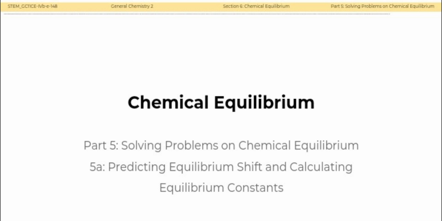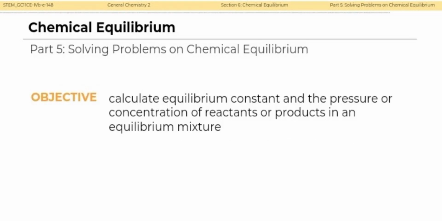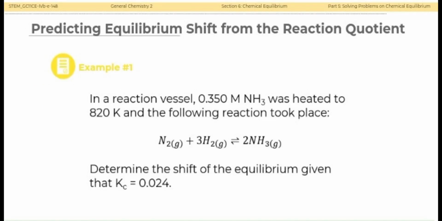Let's begin. In this lesson, we will calculate equilibrium constant under pressure or concentration of reactants or products in an equilibrium mixture. Example number 1. In a reaction vessel, 0.350 molar ammonia was heated to 820 Kelvin, and the following reaction took place. 1 mole nitrogen reacting with 3 moles hydrogen to produce 2 moles ammonia. Determine the shift of the equilibrium given that equilibrium constant equals 0.024.